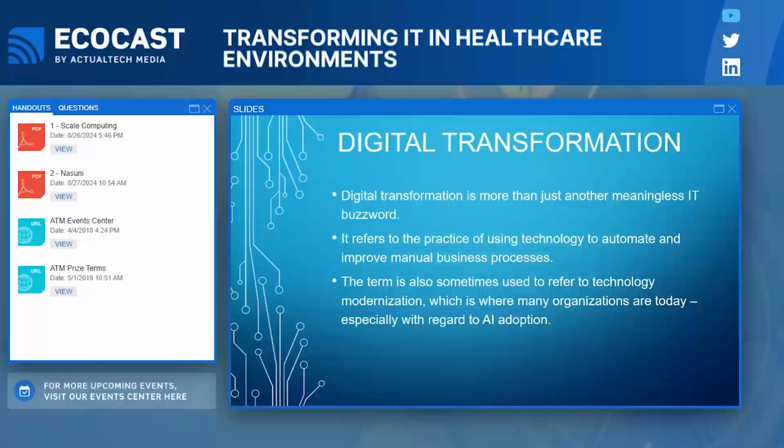Now, having said that, the term is also sometimes used to refer to technology modernization, and that's where a lot of healthcare organizations are at today, especially with regard to AI adoption. Because healthcare organizations, by their very nature, depend heavily on IT systems and on various forms of technology. So the technology is already there. We're not doing a digital transformation where we're starting from scratch and we're bringing in technology to replace old manual processes. We're already using technology. However, the digital transformation comes into play with regard to AI enabling those systems.